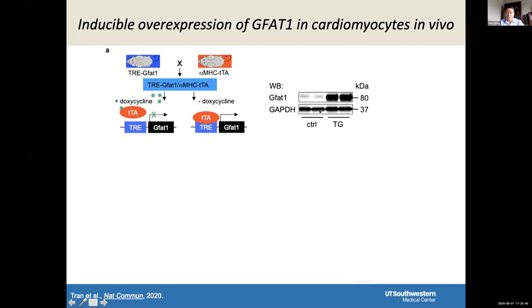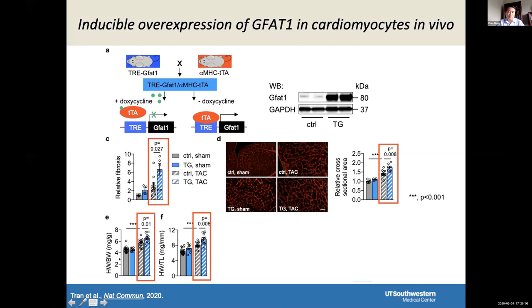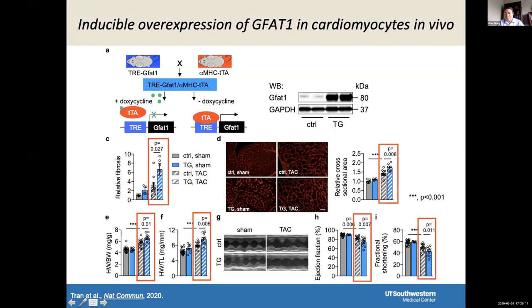We then subjected these animals to TAC. Importantly, we found overexpression of GFAT1 in cardiomyocytes in mice leads to more exacerbated pathological cardiac remodeling. As shown here, there is a high degree of fibrosis, bigger cardiomyocytes, and an increased ratio between heart weight and body weight and heart weight and tibial length. And more importantly, overexpression of GFAT1 led to a more depressed cardiac function after TAC surgery.